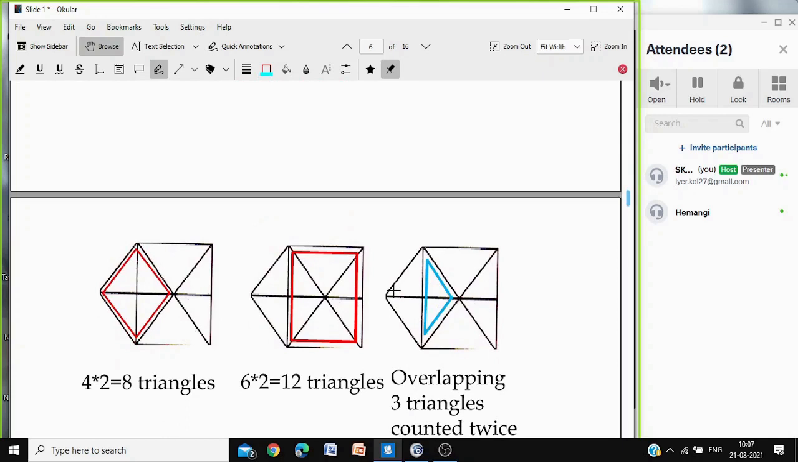Let us see. So when you take this triangle, 4 lines. So 4 into 2, 8 triangles. We have already seen number of lines into 2, 8 triangles. Either you take individually or 1 and 2 together, 2 and 3 together, 3 and 4 together. So 8 triangles. Then this one, you are having now 6 lines.